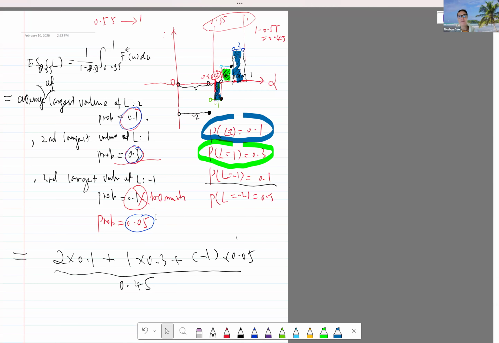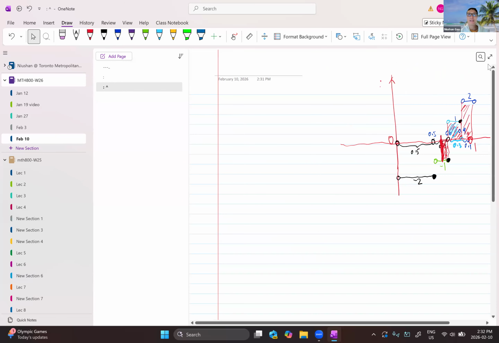My alpha is 0.55, so 1 minus alpha is 0.45, right? So I don't need to consider the fourth value because so far I have 0.1 plus 0.3 plus 0.05. I have 0.45 as I want. So it involves three values. Another way you can summarize this is as follows.